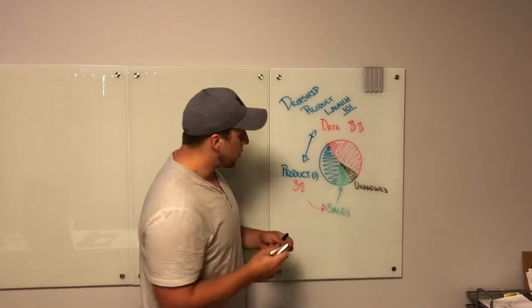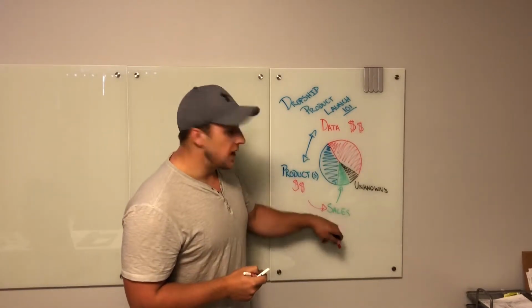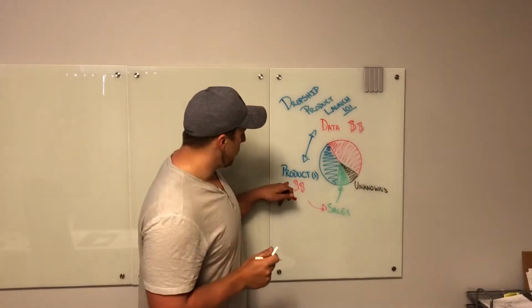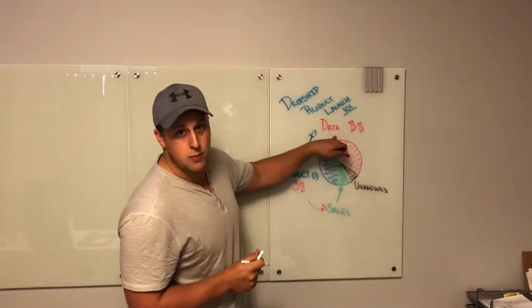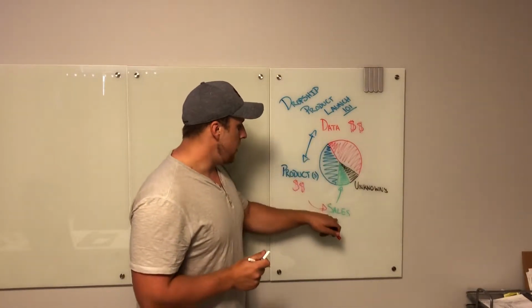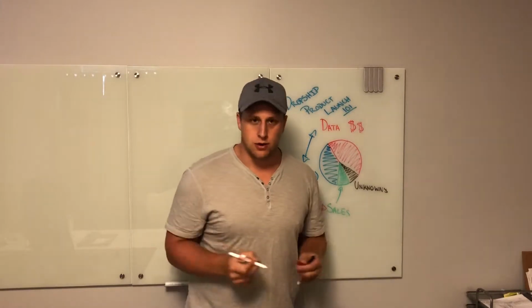Okay, so remember this triangle. I don't think about sales yet. I think about products, data. How can I acquire that data? How can I find a good product? And then I'll talk about sales. I'm not concerned about that at all.